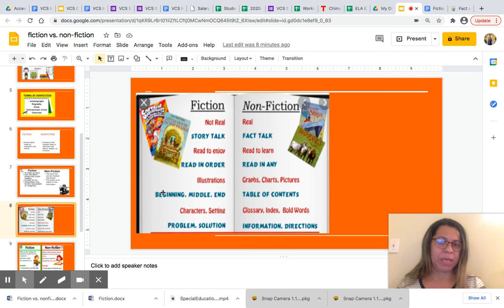Fiction has beginning, middle, and end. Non-fiction has table of contents. Fiction has characters and setting. Non-fiction has glossary, index, and bold words. Fiction has problem and solution in a story. Non-fiction has information and directions.